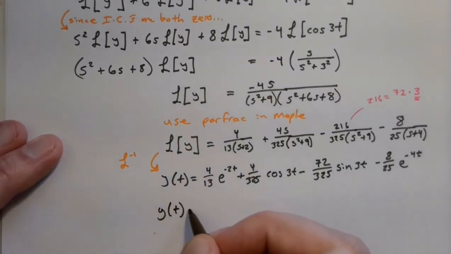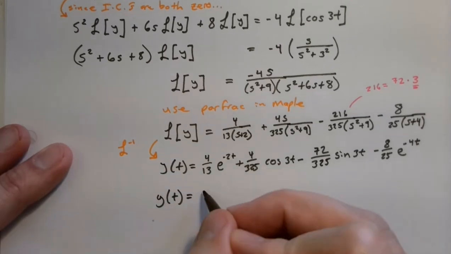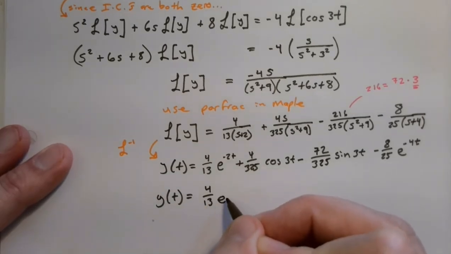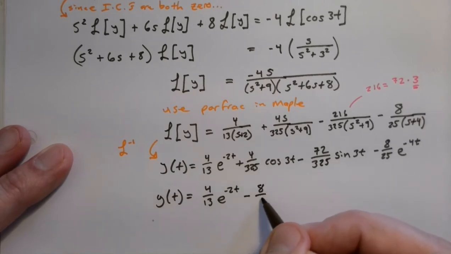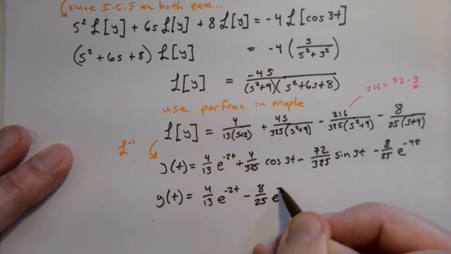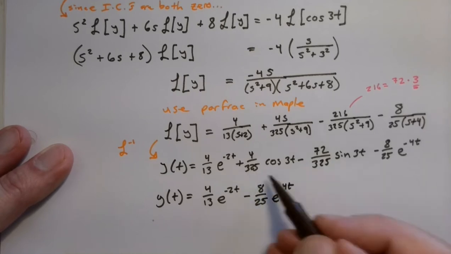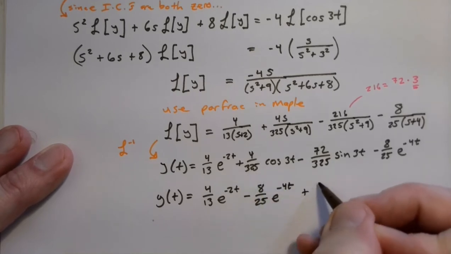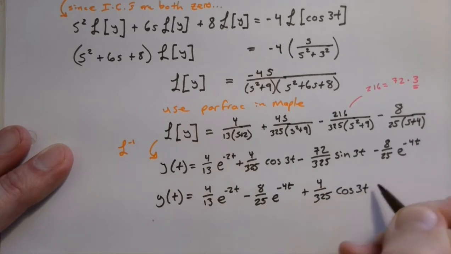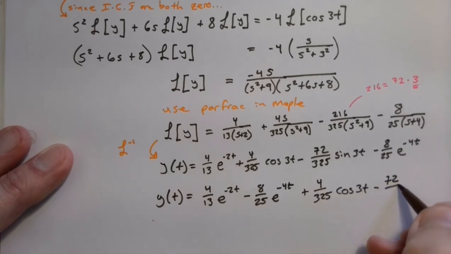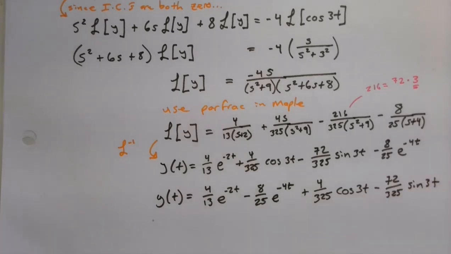I'm going to rewrite this in a slightly different form. I'm going to write it as 4/13 e to the minus 2t, and I'm going to pull this term over here, minus 8 over 25 e to the minus 4t. And then I'm going to put my two periodic terms together, plus 4 over 325 cosine 3t minus 72 over 325 sine of 3t.